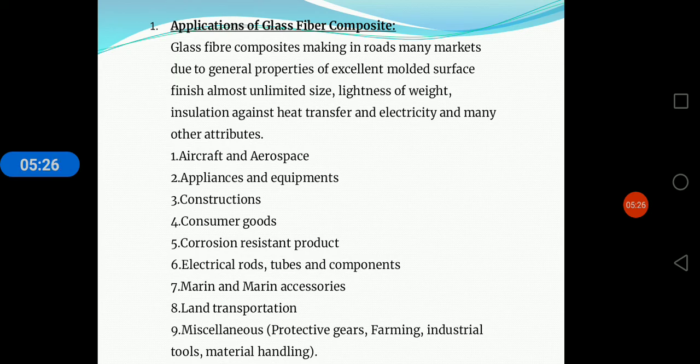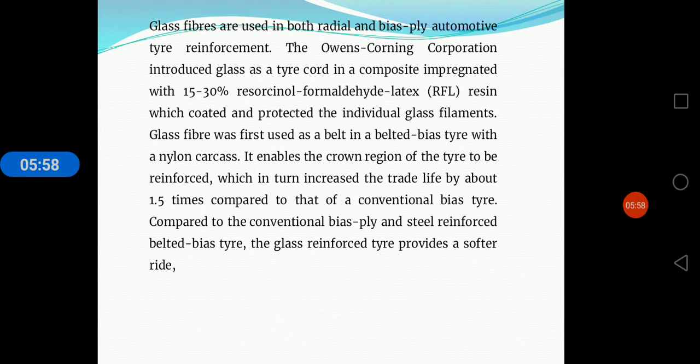Application of glass fiber composites. Glass fiber composites are making inroads into many markets due to general properties of excellent molded surface, finish in almost all sizes, lightness of weight, and insulation against heat transfer. Applications include aircraft and aerospace, appliance and equipment, construction, consumer goods, corrosion resistance, electrical rods, tubes and components, land transportation, miscellaneous, tools, and material handling.